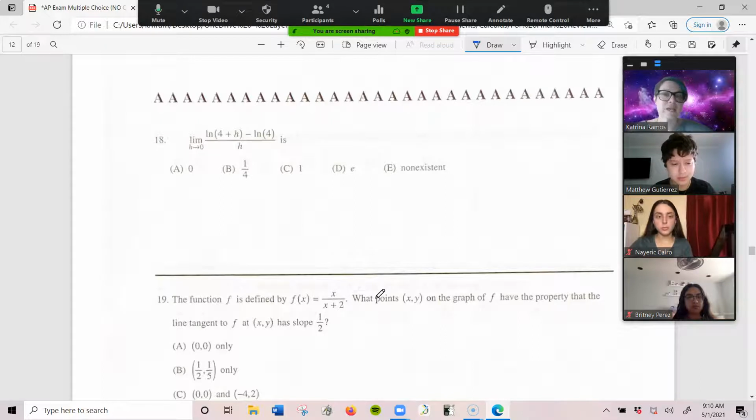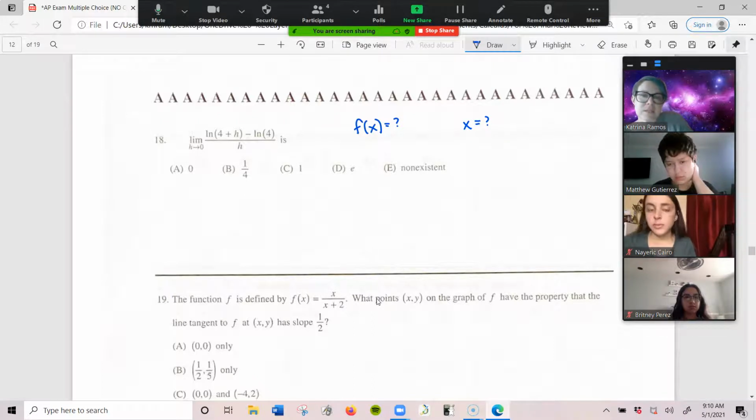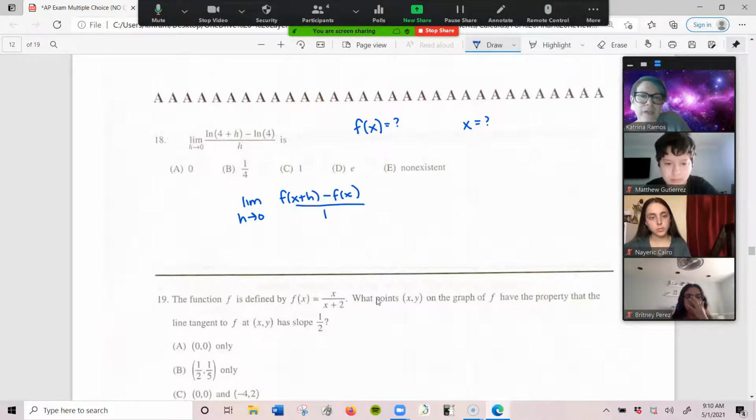It's the derivative, yes, but it's not necessarily of the ln of 4. What you have to do is identify what is the function and then what is the x value that they're asking for. So this is the definition of a derivative, which, just as a reminder, is the limit as h is approaching 0 of f of x plus h minus f of x all over h. So if you want to identify what the function is, we look here.